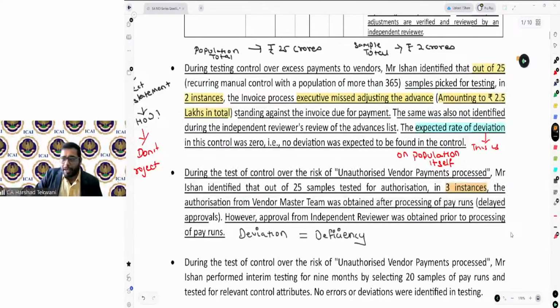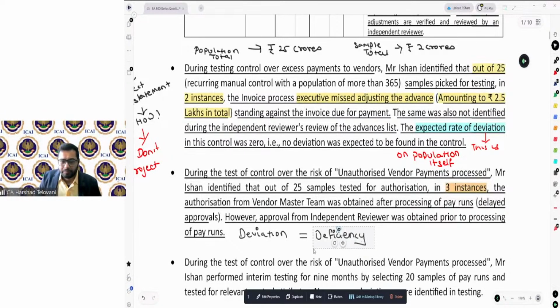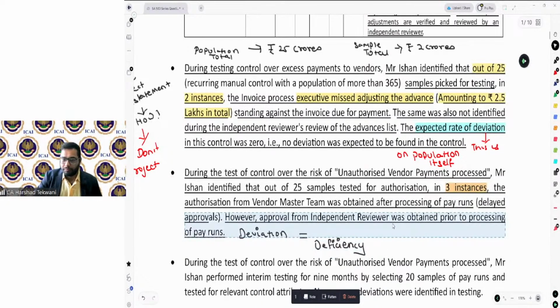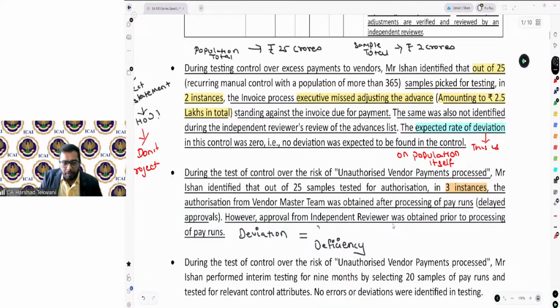Now, earlier I was talking about deficiency. Now, my question is, can this be termed as a significant deficiency?